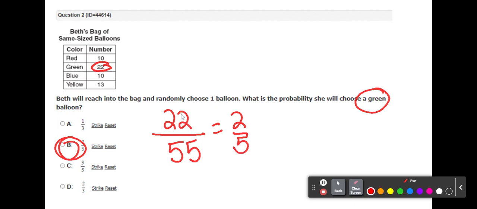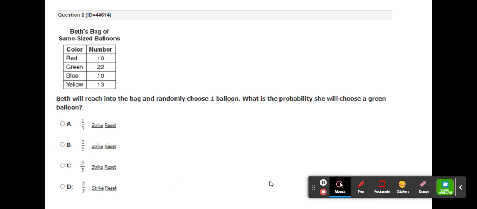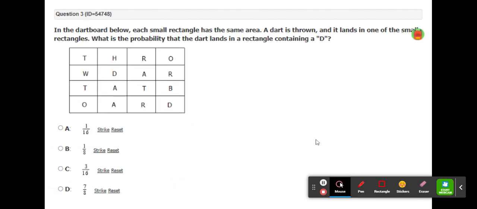If you weren't good at simplifying, you could also make this a decimal. So you could do 22 divided by 55 on your calculator, and that gives you 0.4. Because this is a multiple choice test, you can see which one of these also equals 0.4 when you divide them. There was a lot of simplifying on this test.